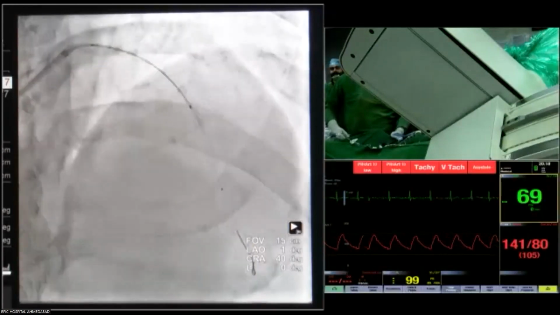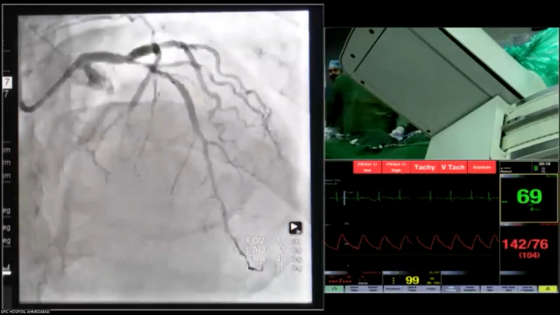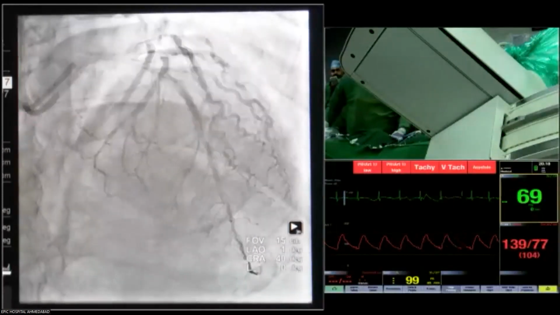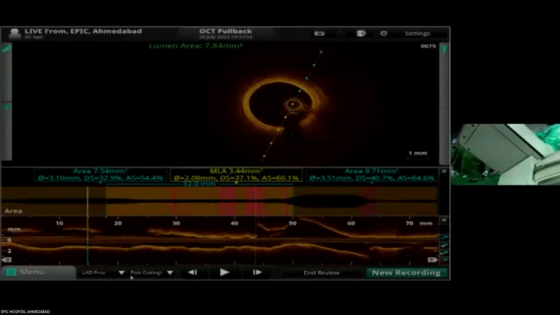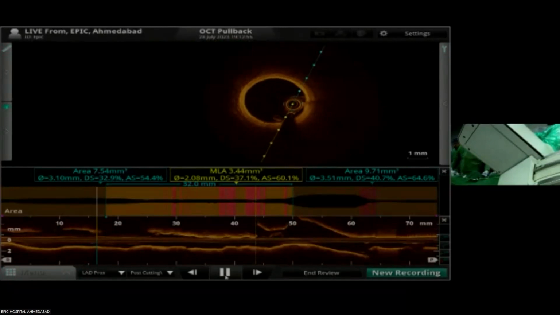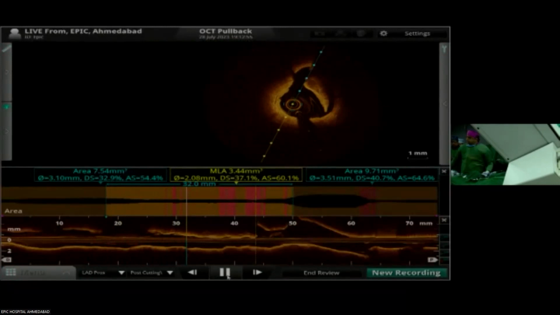So this was after the cutting balloon. You can see a lot of dissection. And then we took an OCT run after the cutting balloon. So show the OCT run. Can you see the OCT run? Yes. So, nice dissection in the OCT.